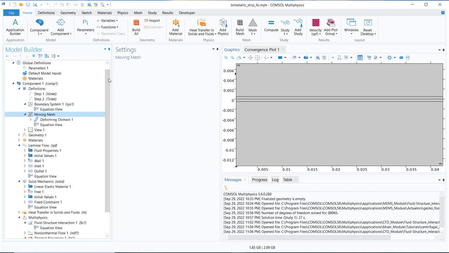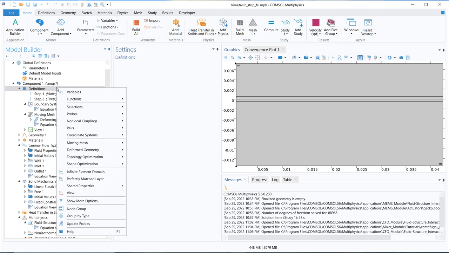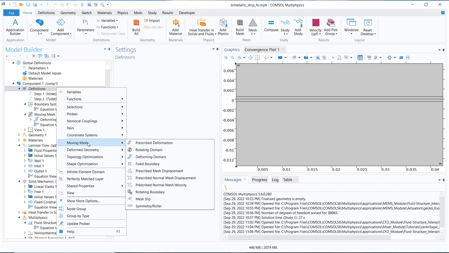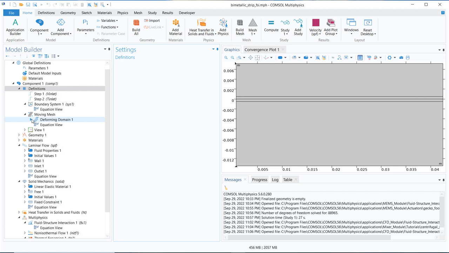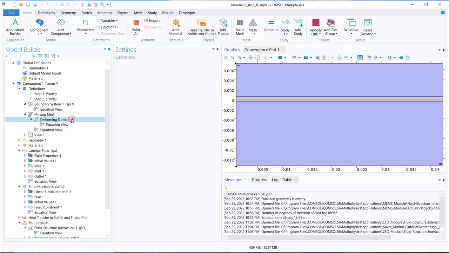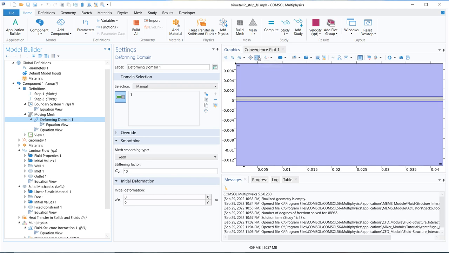So the main thing is, whenever you are dealing with fluid structure interaction, under definition you have to right click on the definition and you will have this option of moving mesh, and you have to choose one of the options. So this will be under deforming domain, because there is a metallic strip which will deform, and that's why you have to choose this particular option. So here it is already chosen. You can see deforming domain is there, and the deforming domain is this particular domain.